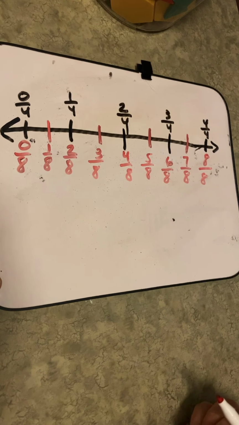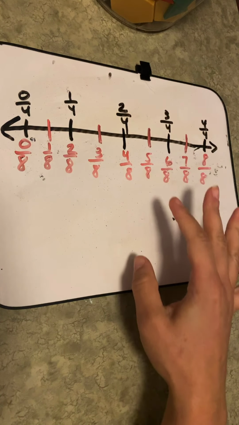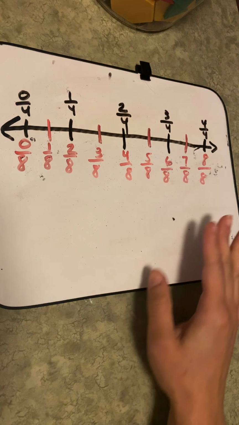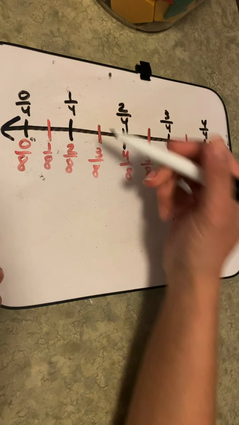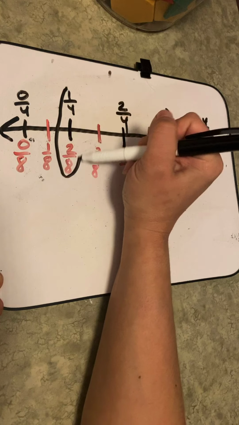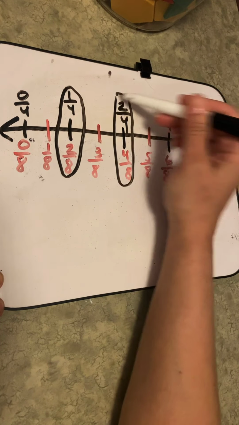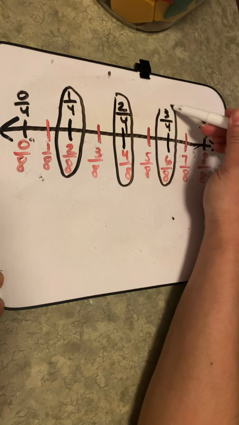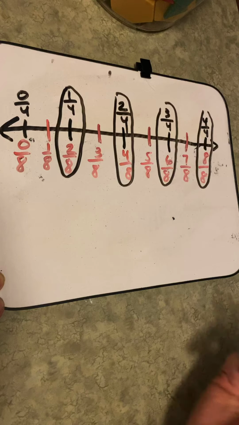Okay, so now we can see that equivalent fractions live at the same location on a number line. And we can see that right here with 1/4 and 2/8. Now, these all have relationships. They're all on the same location on this number line because they are equal to each other.